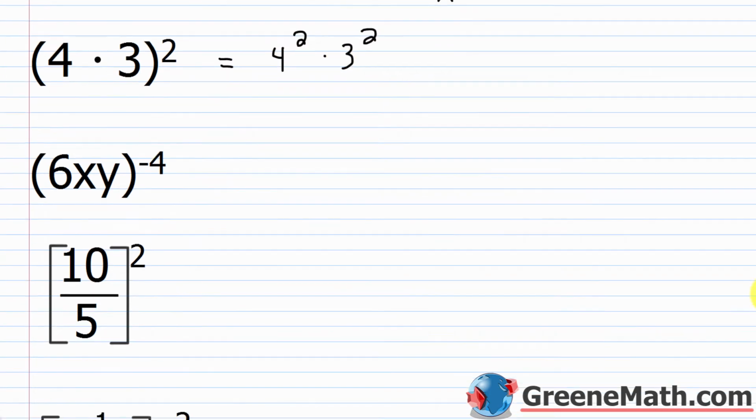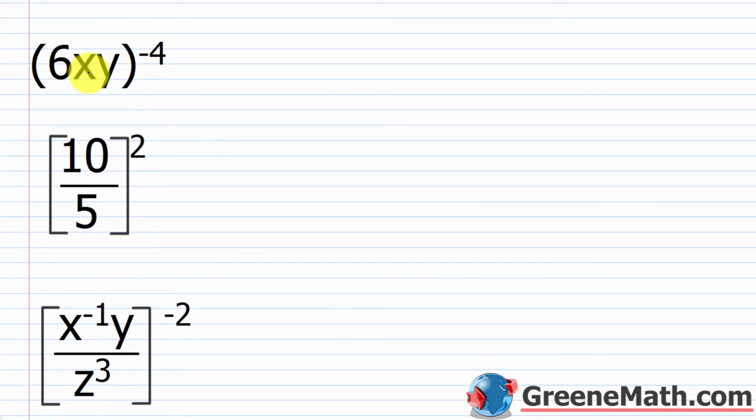Now let's look at the next one. All right, for the next one, we have 6xy inside of parentheses. This is raised to the power of negative 4. So I could do this a few different ways. The first way I could do it is I could just take the reciprocal of this guy right here, and I could raise it to a positive 4.